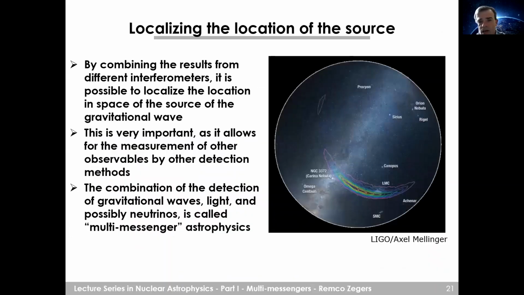And as I mentioned, you can combine the results from the different interferometers, and you can localize the location in space where the event took place. Not very precisely, but precise enough for other telescopes to be used and learn about the event that just happened. And so this is, of course, very important because then we can get different pieces of information.